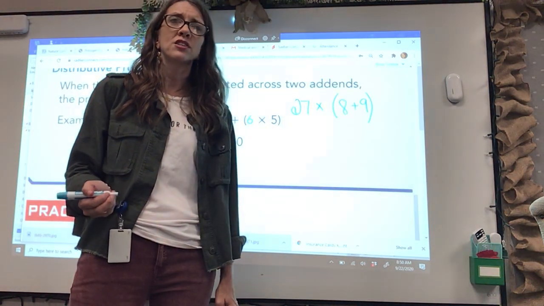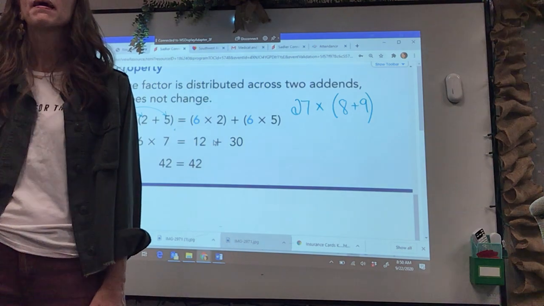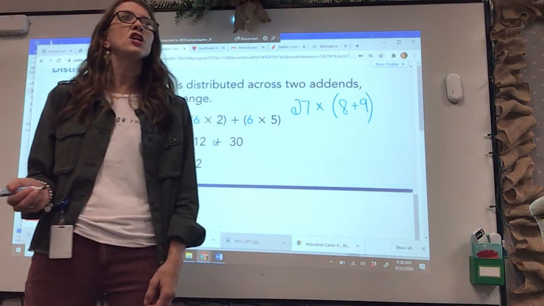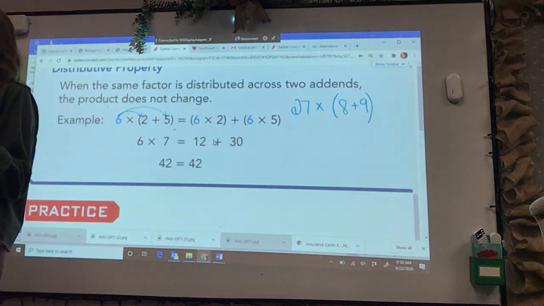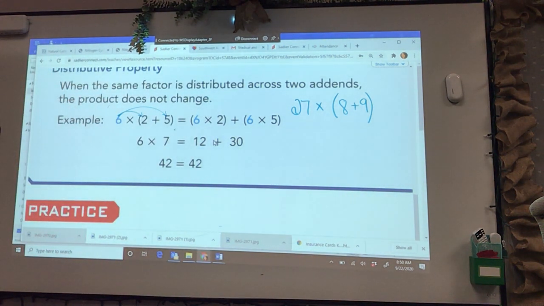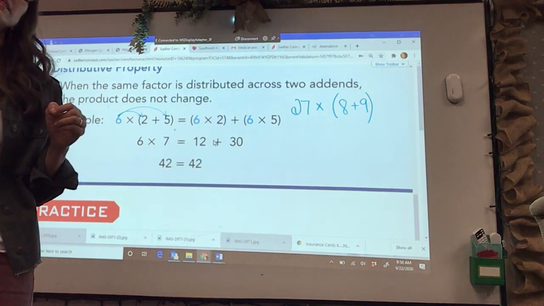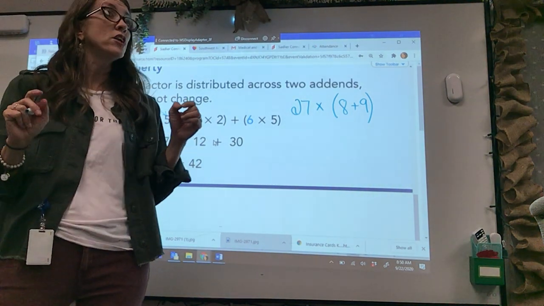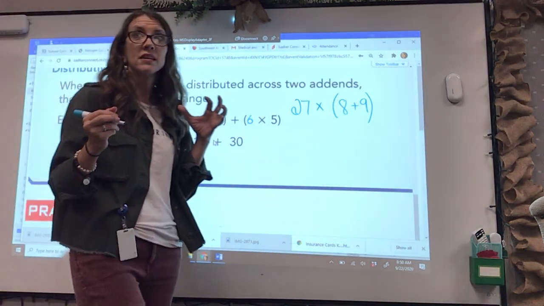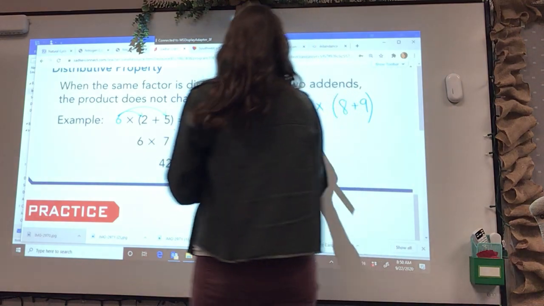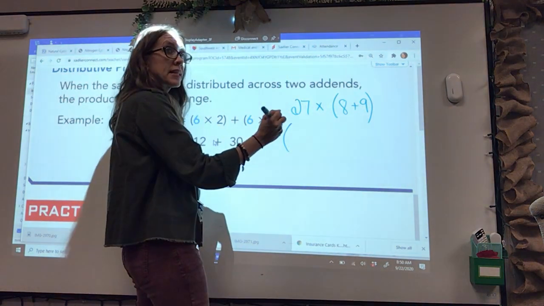Okay, yes, that's correct. Yes. I need a long string of things. I need parentheses. Yes, and yes, and yes. That's right, Kayla, but what are you going to do to those two sets of parentheses? Yes. So here we go. You were right. Here's what, Kayla, can I use yours as an example?